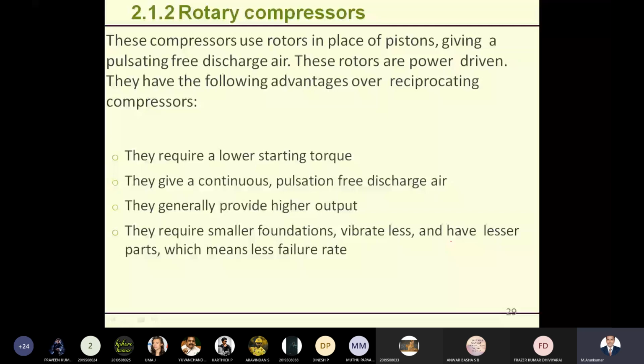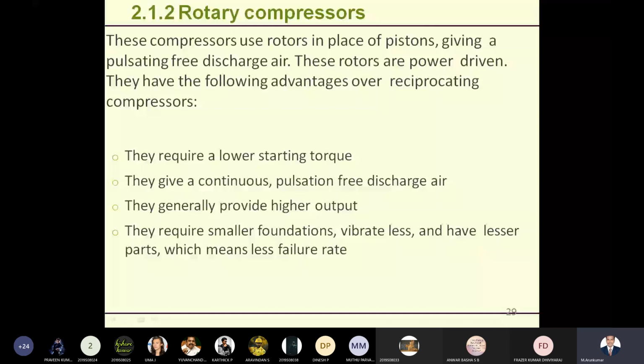They require a lower starting torque. Torque-wise, the rotary compressors need less torque alone. Then they give a continuous pulsation-free discharge of air. They generally provide higher output. They require smaller foundations, vibrate less, and have fewer pressure parts, which means less failure. Right. So these are the advantages of the rotary compressors. The thing is, the piston is replaced with the rotor to get the compressed air.